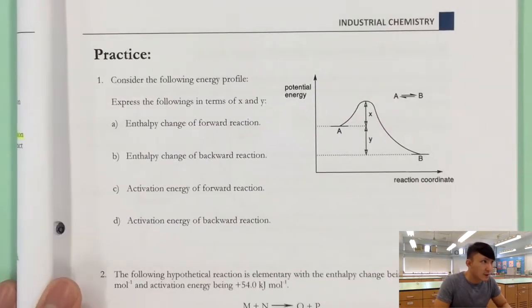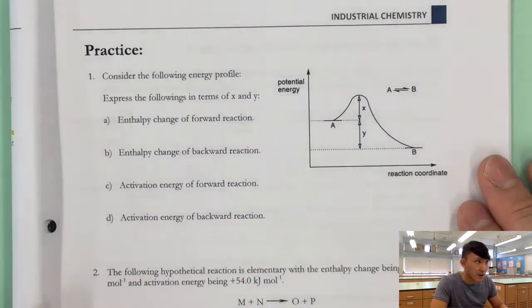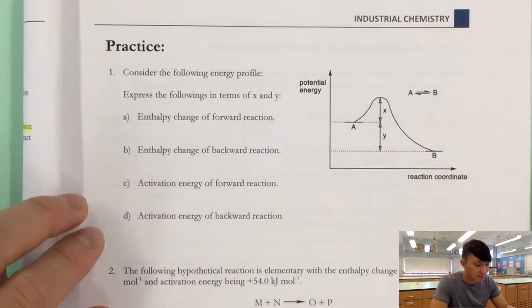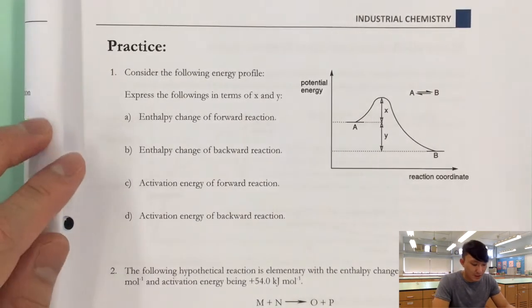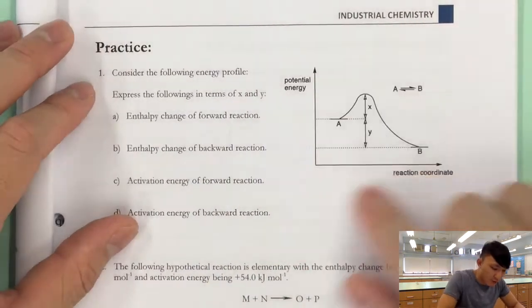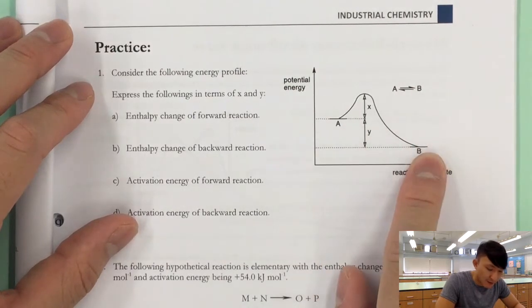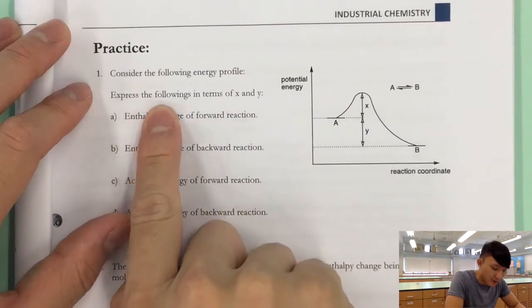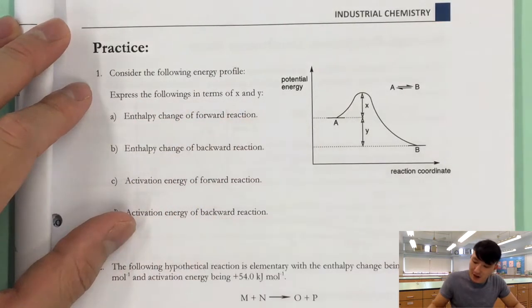Next page, we have a practice question. So again, spend some time working on this and resume the video and check the answers. Okay, let's have a look. We have an energy profile here. A becomes B, and then there are two energy terms, X and Y. So express the following in terms of X and Y.